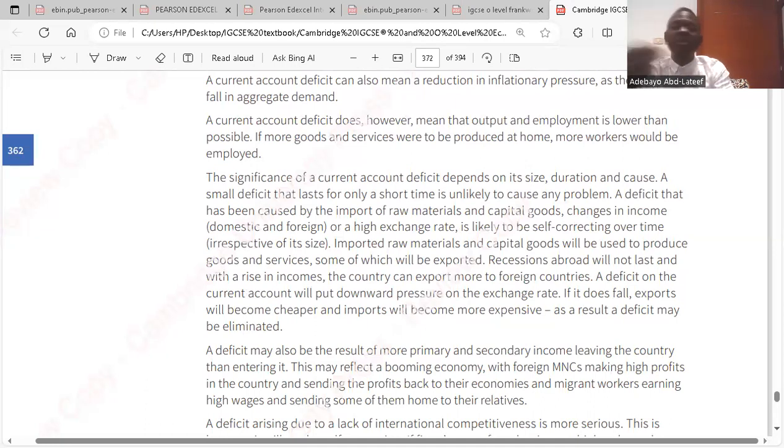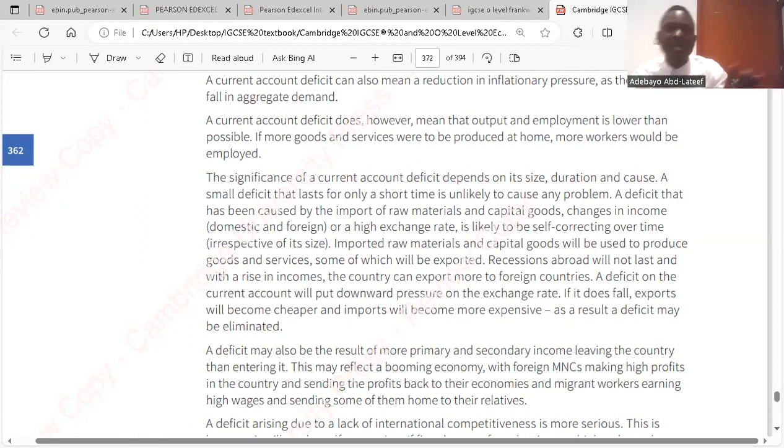So what do you do because it is recession? You stop importing. You start investing in capital goods. Because when you invest in capital goods, those capital goods will produce other goods. And as soon as that is done, output increases in your economy, then you'll be able to export. So these are short term. They won't last. They can be corrected.